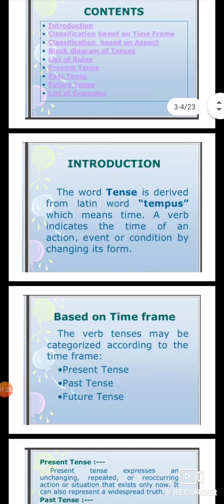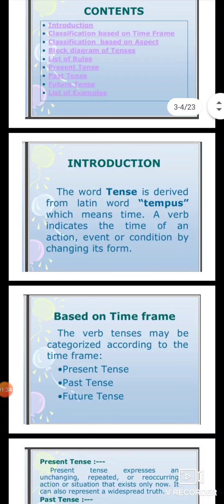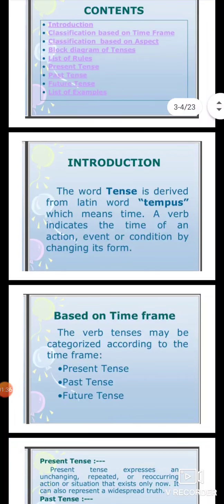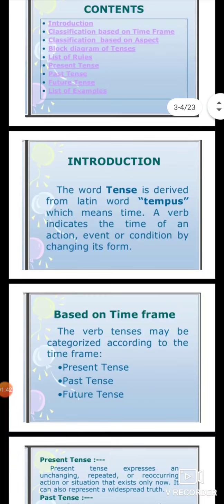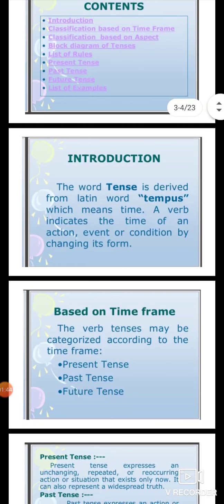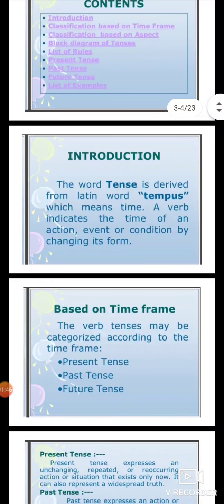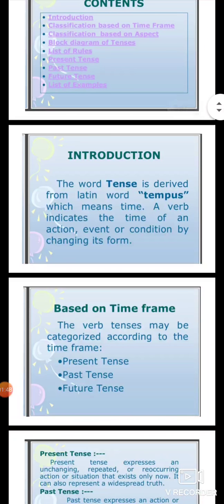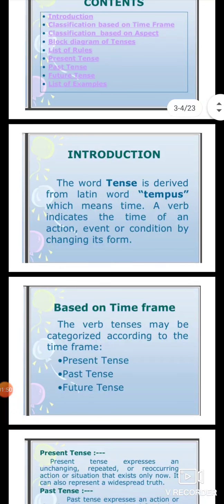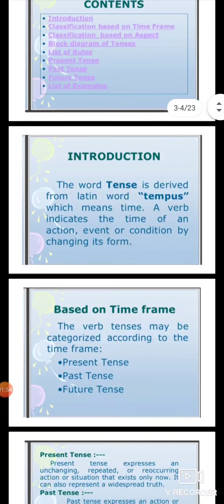Only if we are able to understand how to use a tense can we incorporate this skill in our listening, reading, writing, and speaking activity. As I already told you, the word tense is related to the verb as well as the time. The verb indicates the time of the action, event, or condition by changing its form. So we are going to do an action in a particular period of time.